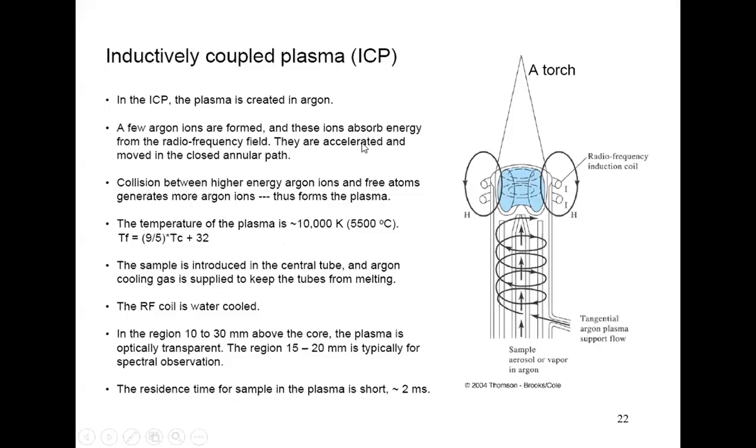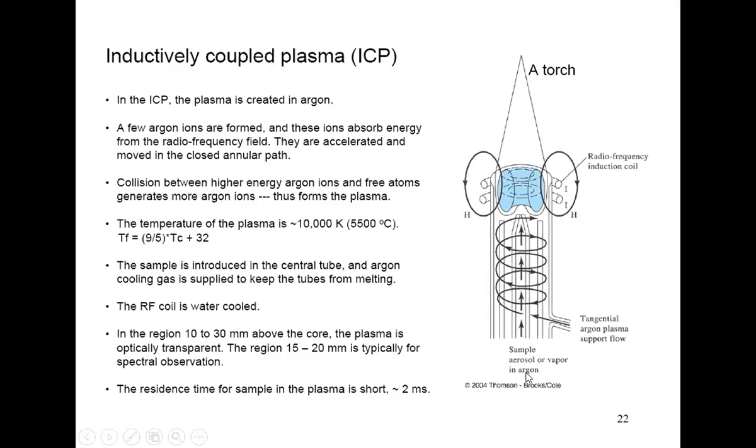In ICP, the plasma is created in the argon, and a few argon ions are formed. And these ions absorb energy from the radio frequency field, and they are accelerated and moved in the closed annular path. So then collision between the higher energy argon ions and free atoms. Notice you create the argon ions, a few. Now, those argon ions, you can see there is collision between higher energy argon ions and the free atoms, which generate more argon ions. That is what forms the plasma.